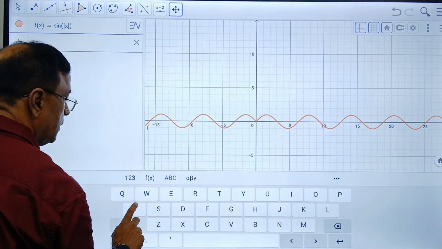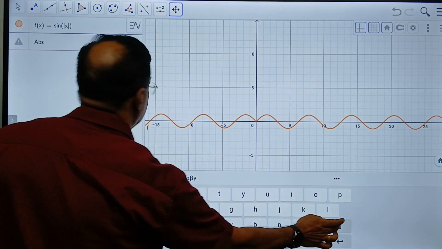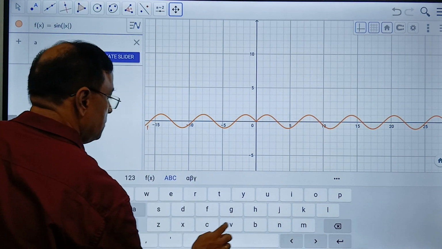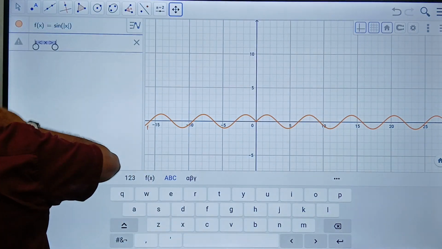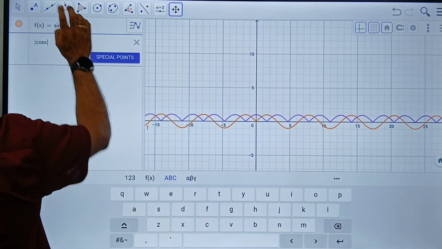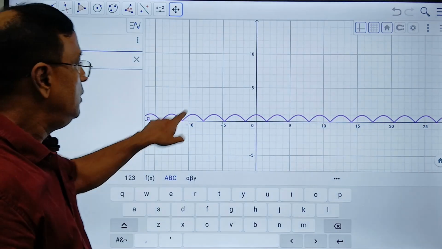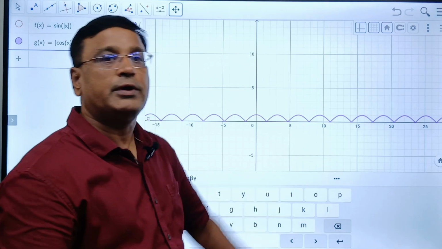Okay, ABS, small letter. ABS. Modulus of what? Modulus of cos x. What is modulus of cos x? Look at the graph. It's perfect. It's perfectly continuous.